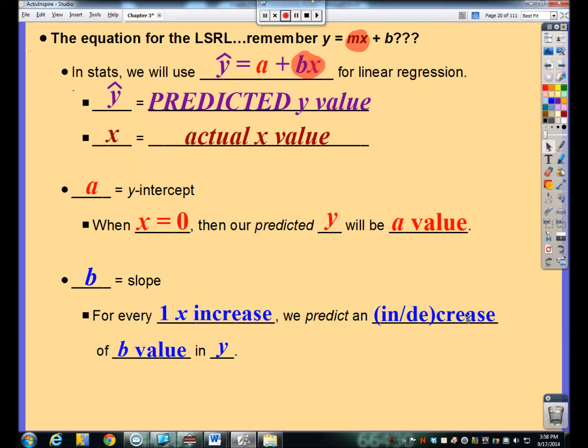And you might go, well, how do I know if it's an increase or a decrease? Well, it all depends on the value of the slope. It's an increase if b is positive, or it's a decrease if b is negative. Okay, so you got to make that decision there. If it's positive, increase. If it's negative, decrease, of whatever our b value is in y, because we're trying to predict y.